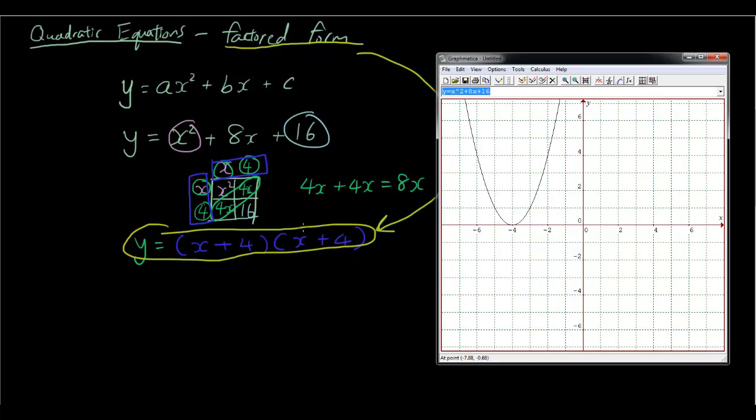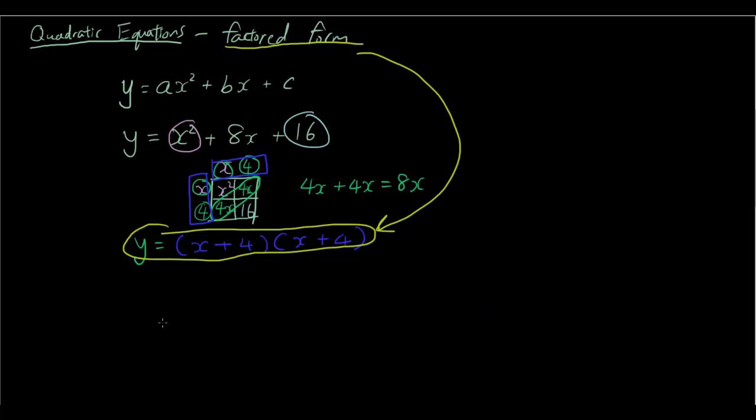Whereas once we convert the equation into factored form, so for example, I'm going to delete this graph and I'm going to graph y equals x plus 4 in brackets x plus 4. Then the graph is still the same as the graph we drew before, but you can tell from the equation straight away that the line is going to have an x-intercept of -4.